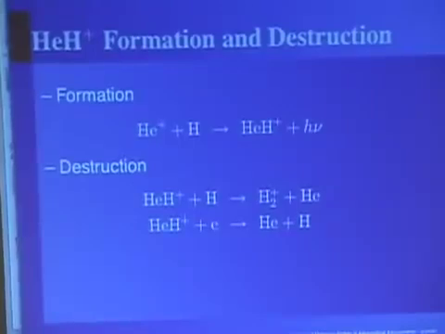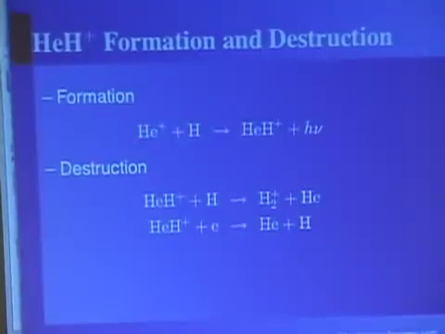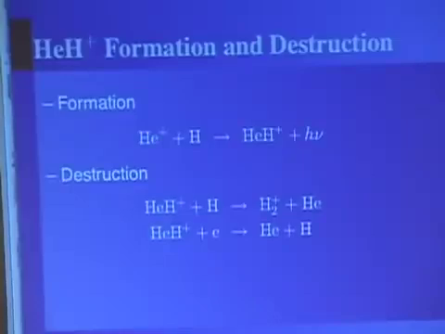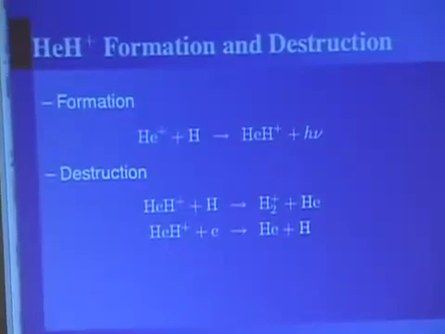And one of them was HeH+, and it's formed in the supernova, same way as it's formed in the early universe by helium plus H radiative association, making HeH+. It's destroyed by going on to make H2+ by proton transfer with hydrogen atoms, and it's destroyed by dissociative recombination.